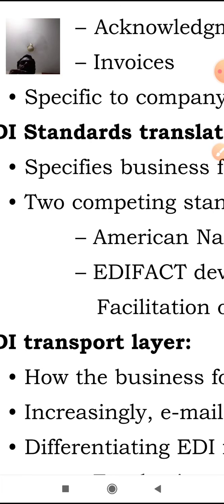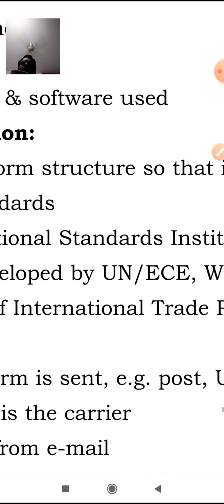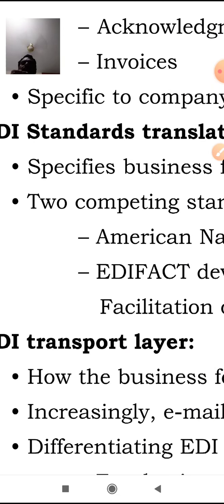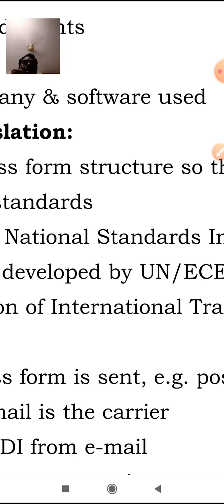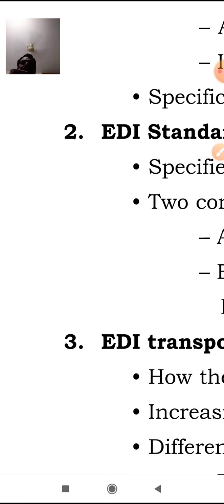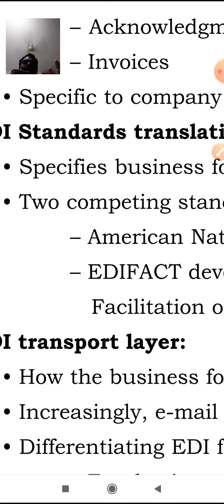So that's why there are specific business form structures, so that information can be exchanged. That means in so many business organizations, held in many countries or within the same location, different business organizations will interchange information from one end to the other end. So then it must be converted into a standardized format internally.